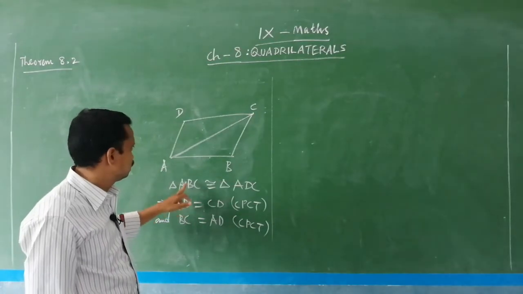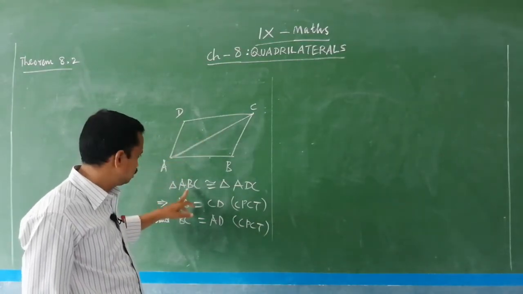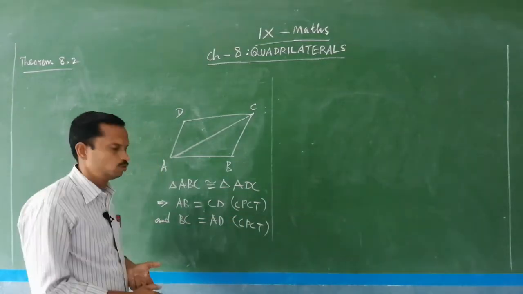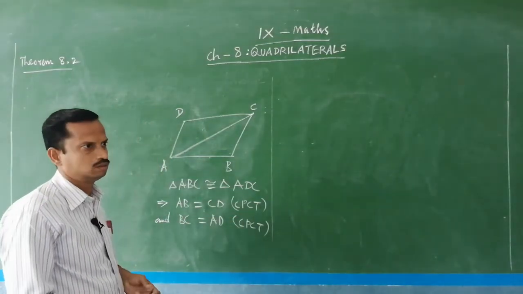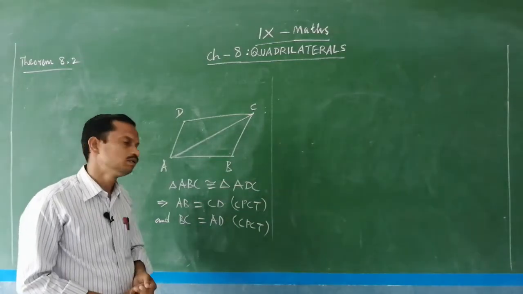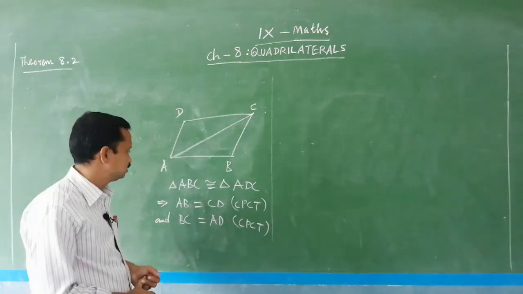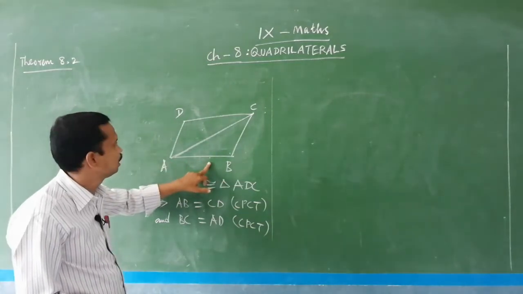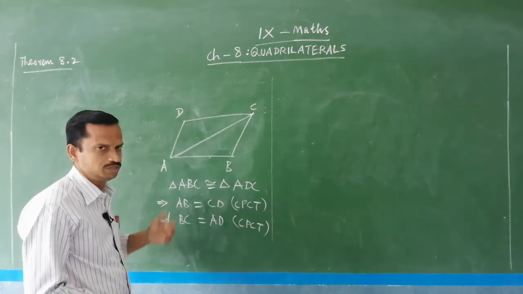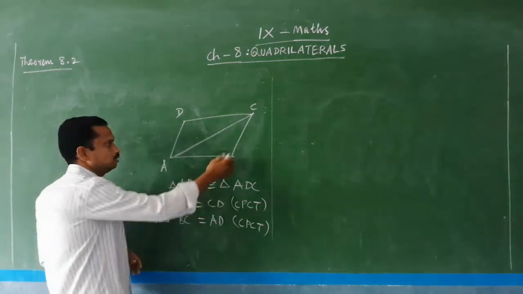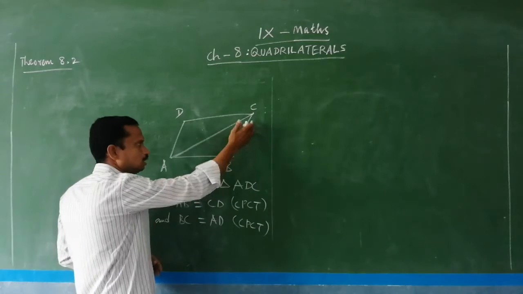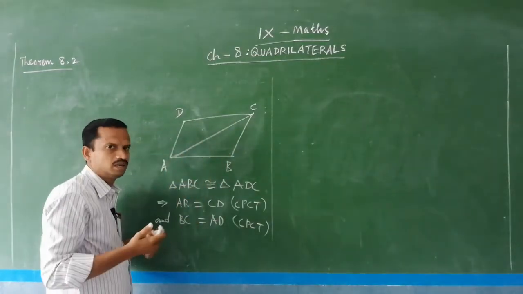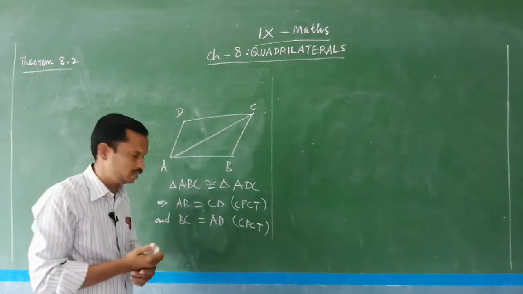You see, by joining the diagonal, we have proved that triangle ABC is congruent to triangle ADC. So, after proving that, by CPCT, that means what? Corresponding parts of congruent triangles. So, using that concept, we can easily say from ABC, AB, and from this triangle, CD, they are equal. And again, from this triangle ABC, BC is one side, and in ADC, AD. So, opposite sides, they are equal. Okay, by CPCT, we can say it.